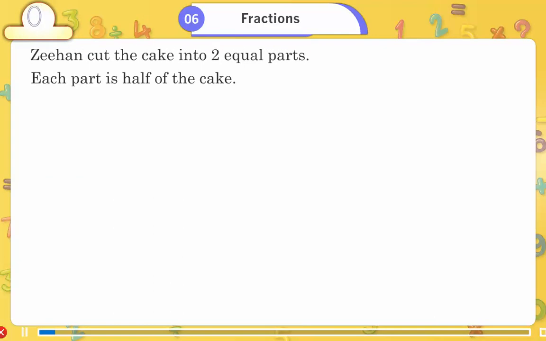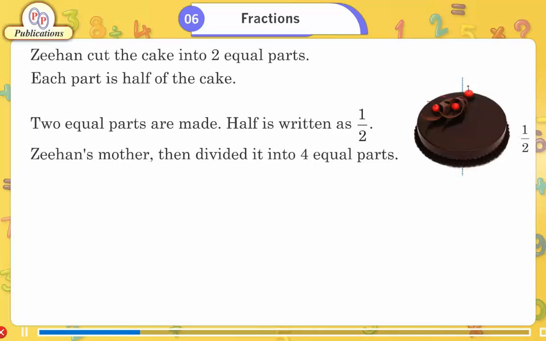Zihan cut the cake into two equal parts. Each part is half of the cake. Two equal parts are made. Half is written as 1 upon 2.